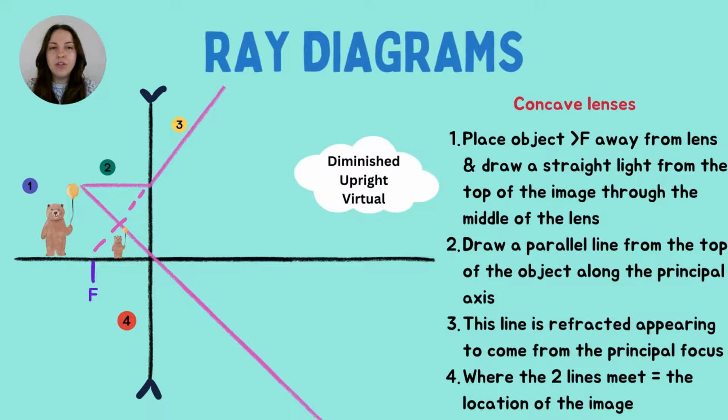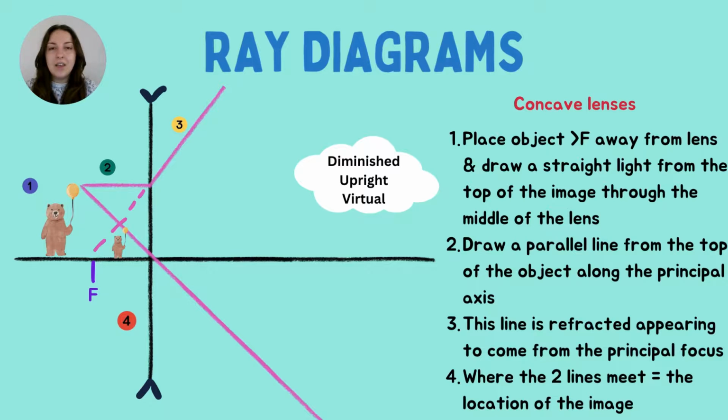What you want to do with a concave lens is place your object greater than one principal focus away from the lens, and then start to draw a straight line through the middle of that lens from the top of the object downwards. And you can see that with the pink line here. The second step is to draw a horizontal line from the top of the object which is parallel to the principal axis.